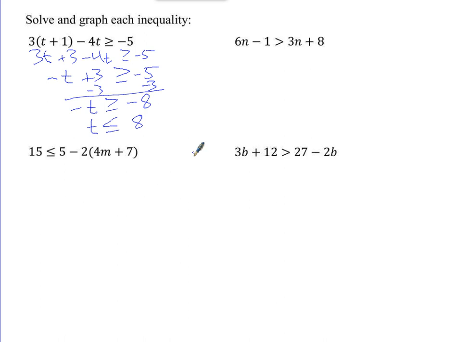The directions still say solve and graph, so we still want to put this in set builder notation, and we still want to graph it. I'm going to squeeze in a little tiny graph right here. And my dot will be closed, and I'm shading to the less than is to the left. There's a graph.